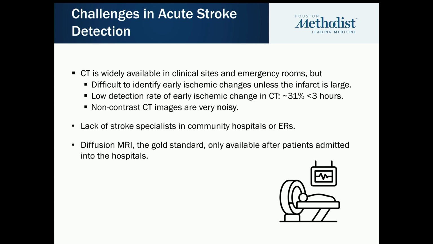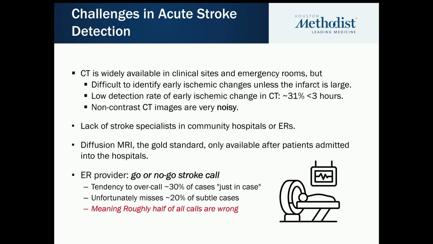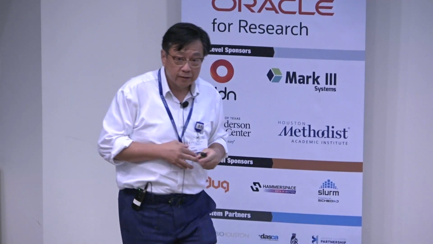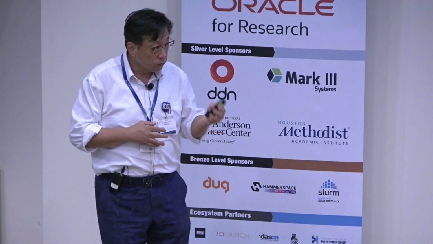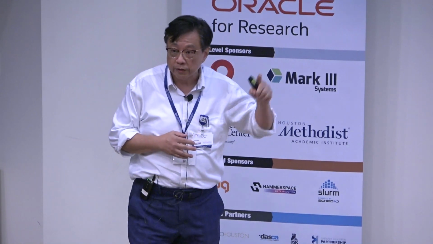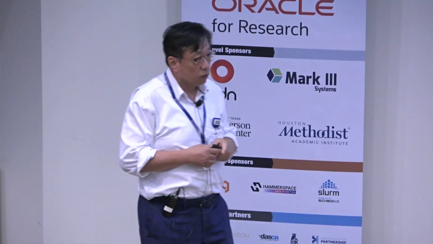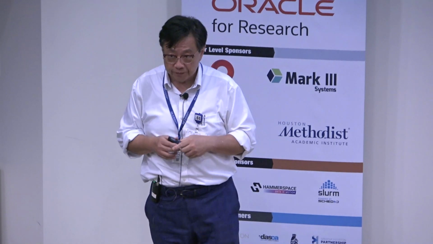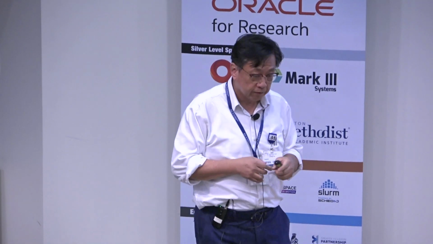It's really for monitoring confirmations, not really for triage or diagnostic. And this is a very sobering statistic. On national average, since we're not sure, we tend to overcall, do more. Overcall 30%, just in case, do more procedures and see what happens. Unfortunately, even with that, we're still missing 20% of stroke cases. Meaning almost like flipping a coin, 50-50. This is the false positive rate, national average.